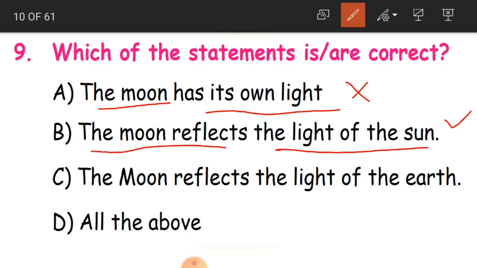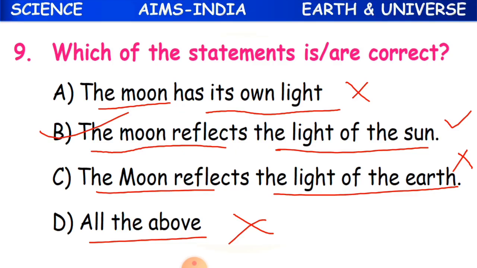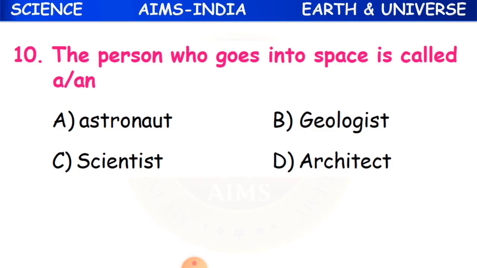Yes, that is correct. The moon reflects the light of the earth. Again, this is wrong. And D, all the above is also wrong. So what is our correct answer? B. The moon reflects the light of the sun. Now during this revolution around the earth, the moon reflects the light of the sun.